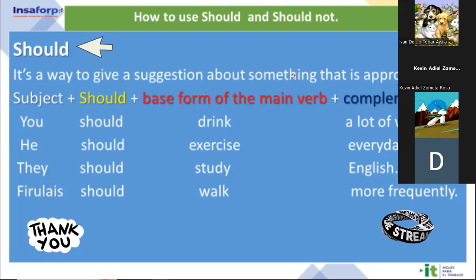Okay, should. When do you use should? Should is a way to give a suggestion about something that is appropriate, es una forma de sugerir algo, ¿no? Algo que es apropiado. Something that is correct, okay? And here we have the structure. Look, we have the subject plus the modal should, of course, and the base form of the main verb. In this case, you don't say drinking or drank or to drank. No. The base form, la base del verbo, ¿sí?